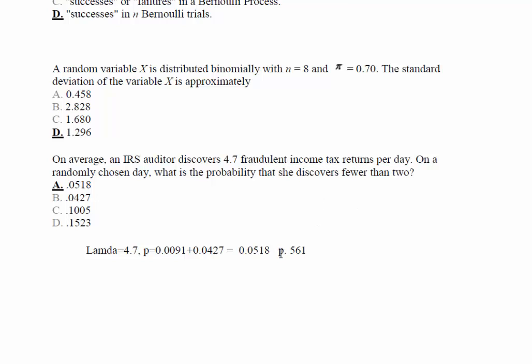If you go to page 561 of your book, look at the Poisson distribution. Under lambda 4.7, you find that the probability of getting 0 bad returns is 0.0091, and the probability of getting 1 is 0.0427. You add the two together, it's 0.0518. That is the probability of getting either 0 or 1 bad return, which is indeed fewer than 2. So the correct answer is A, 0.0518. Let's move on.